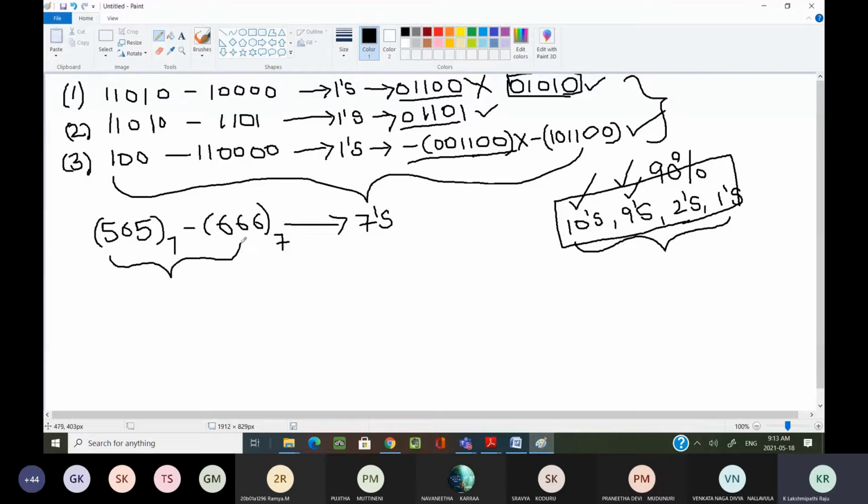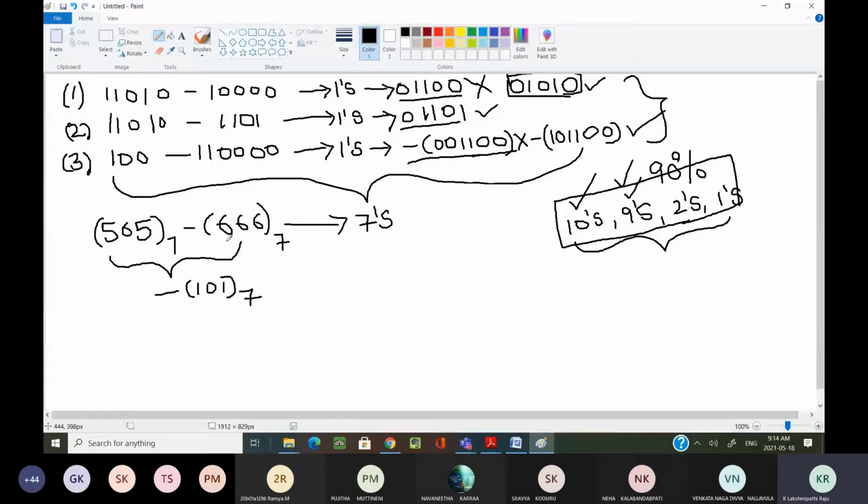If anyone has done it: minus 101 to the base of 7. Someone is saying minus 206. I don't know. No, sir, minus 101. Okay, minus 101 to the base of 7.